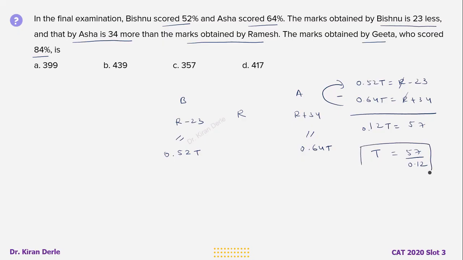Please hold on, do not calculate this. This is the total we have got now, the total marks. Don't calculate for now. What we want is the marks obtained by Geeta, who scored 84% of these total marks. So 0.12 into 100 will be 12, this is 12 simply, and 57 divided by 12 times 84 gives 7 into 57, 7 into 5 is 35 plus 4 is 39, so 399. That's it. This is your answer. I hope you understood very clearly what we did and how we can minimize the calculation part. Great.